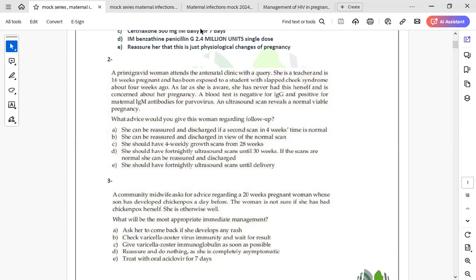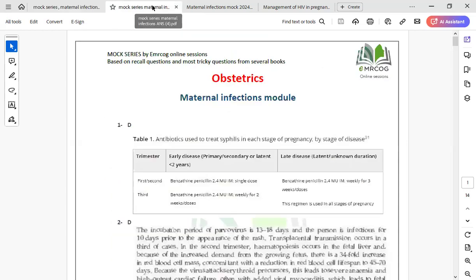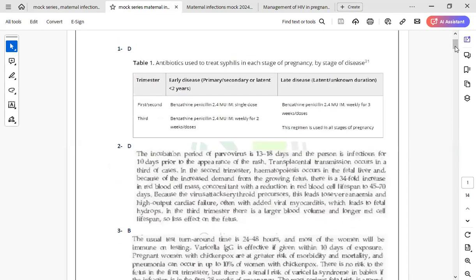Okay, what would be the Doppler of choice for detecting fetal anemia? Excellent. Middle cerebral artery Doppler. Excellent, guys. So that's it. We are going to offer her follow-up, of course. Yes. What else? We need to follow up this baby.